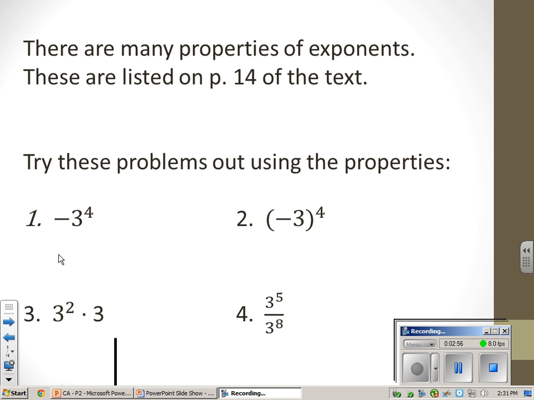Like number 5, where you have a times b raised to the power m, anything inside that parenthesis is going to get that power that is outside the parenthesis. So that's why it's equal to a to the m times b to the m. And then 6 is kind of the reverse of that. Or no, it's not either. A power raised to a power, now that's when you multiply those powers together. So for example, if you had x squared raised to the 3rd power, you're going to have x to the 6th, 2 times 3.